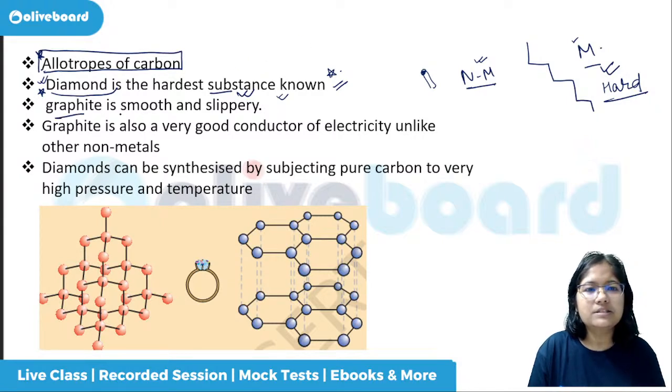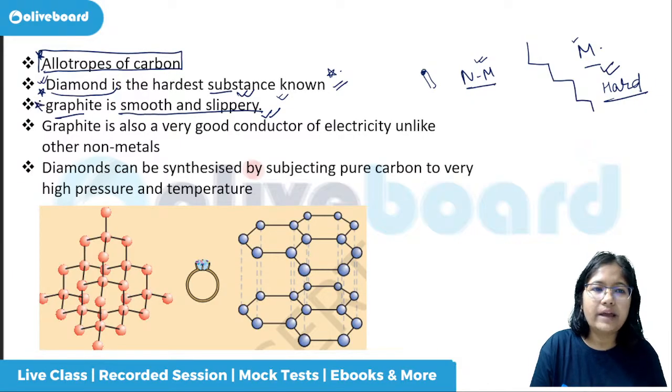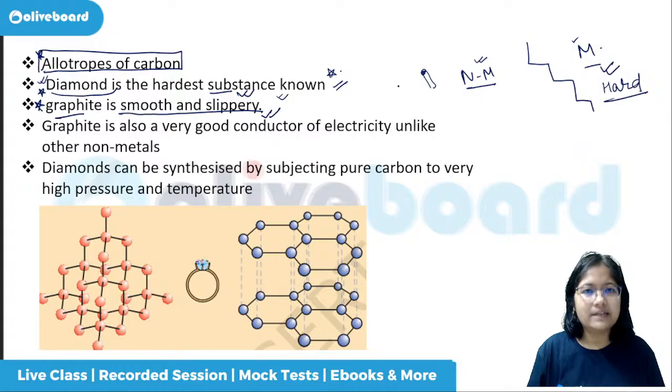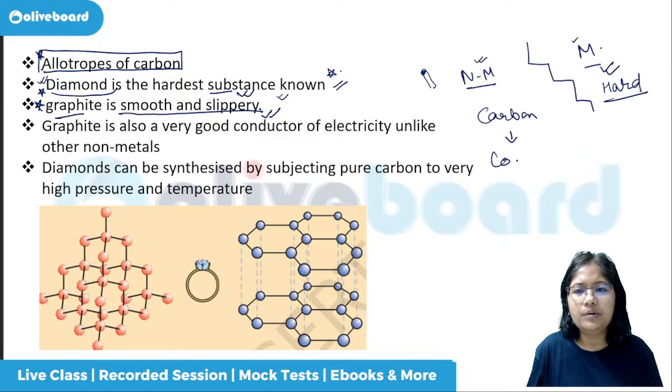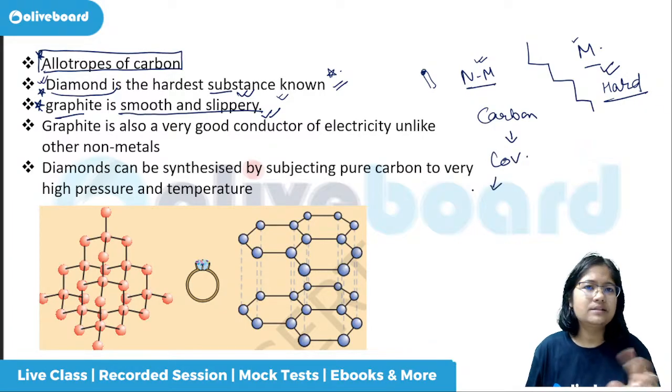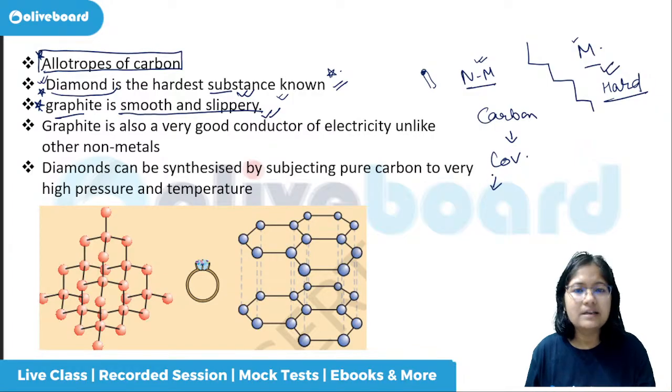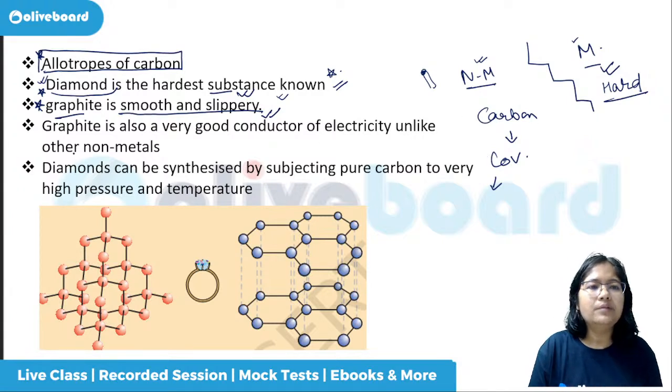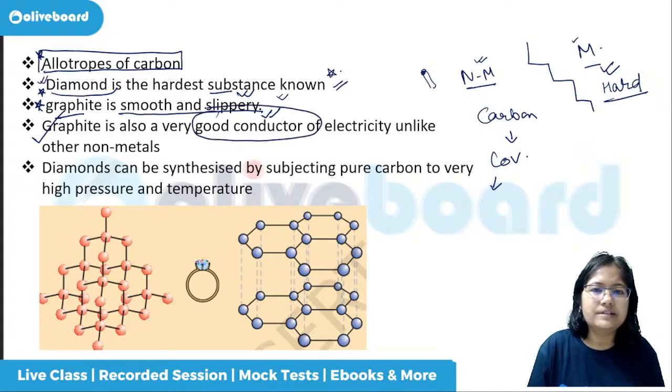Then graphite is smooth and slippery. Graphite is the exception because we had studied just a few minutes ago that carbon is forming the covalent bond. So one, it does not have that high melting and boiling point, and since it does not have the ions, it is not a good conductor of electricity, right? They are poor conductors of electricity. We studied that. But now you see that graphite is a good conductor of electricity.